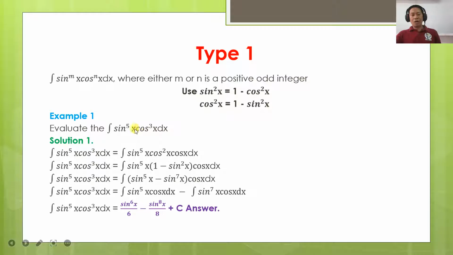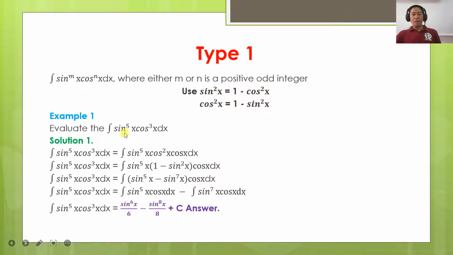Una class, kung odd number, kailangan nyo mag-separate po ng isang trigonometric function, either sine or cosine, depende sa kung alin yung odd number. Isi-separate nyo po yung raised to 1. It means pwedeng cosine x or pwedeng sine x. And what is the purpose of that? Bakit kailangan nyo po na ihiwalay siya? Kasi po siya is gagamitin natin as derivative.